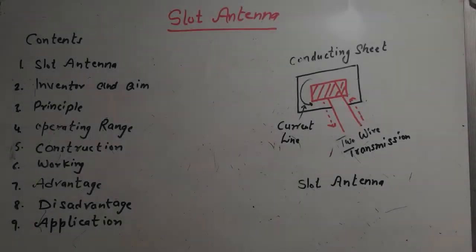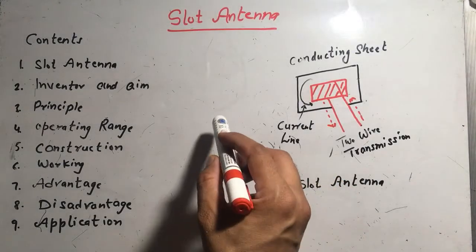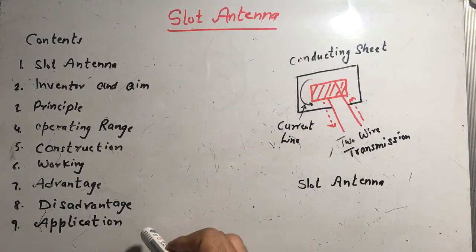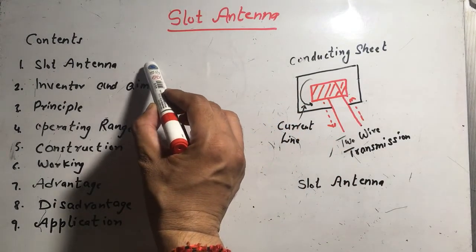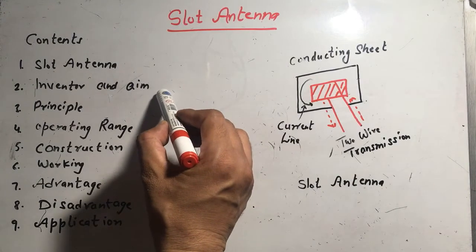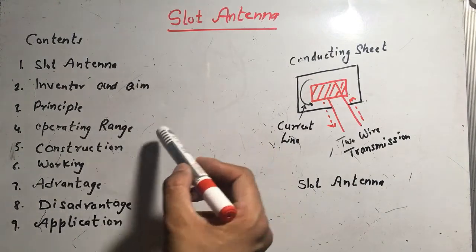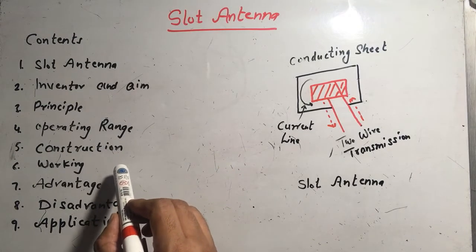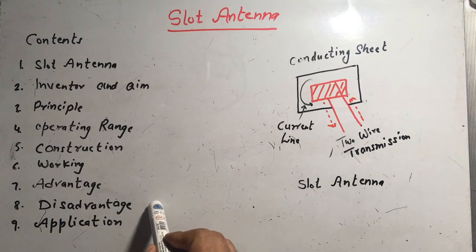Everyone, in this session I am going to explain the slot antenna. Following are the content outlines: what is a slot antenna, its inventor and aim, then its principle, its operating range, how it is constructed, its working, advantages, disadvantages and its applications.